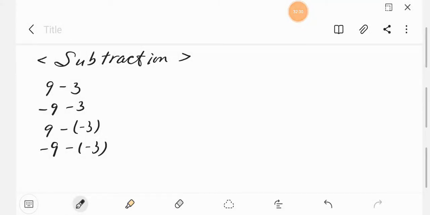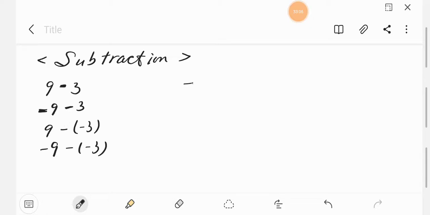Alright, now subtraction. Subtracting two integers. Okay, now how do you read the first one? This is 9 minus 3, right? If this is a minus, then this is subtraction. How about the second one? Is it minus 9 or negative 9? This is a number, so we read it as negative 9, because this is a negative number. And then this is minus 3 or negative 3? You are subtracting a number, so this is minus.